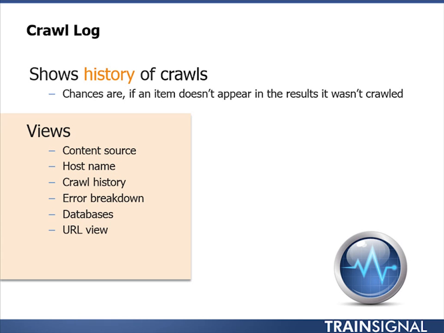And you'll notice that the crawl log gives us a lot of great views. So we can see the history, we can see our errors, we can see information on a database by database basis, and we can also go in and look for individual items with a URL view. Let's take a look at how we could use the crawl log to find out whether or not an item was indexed.